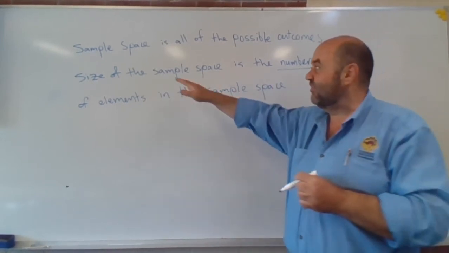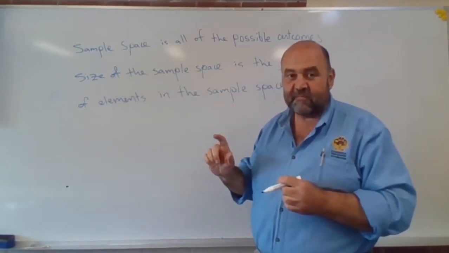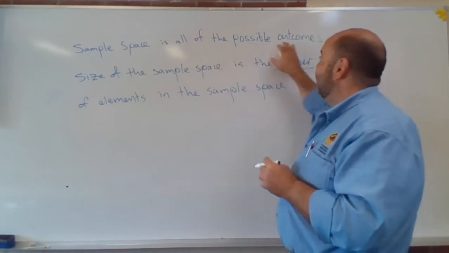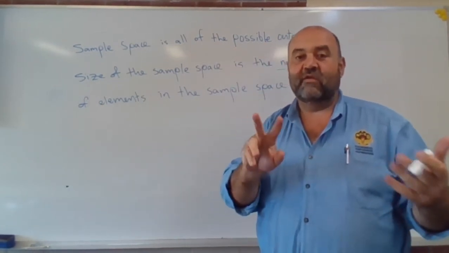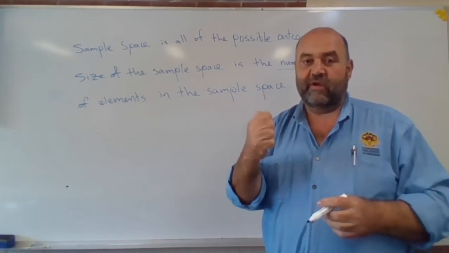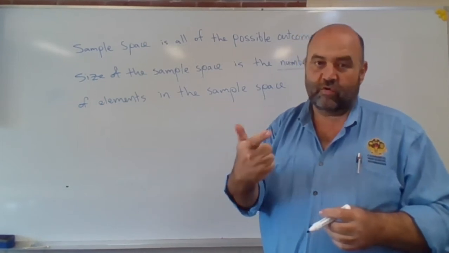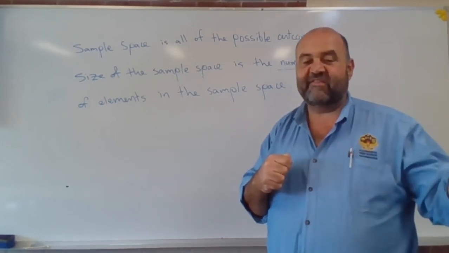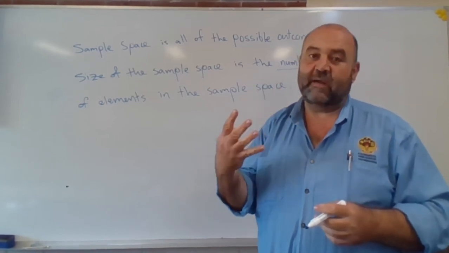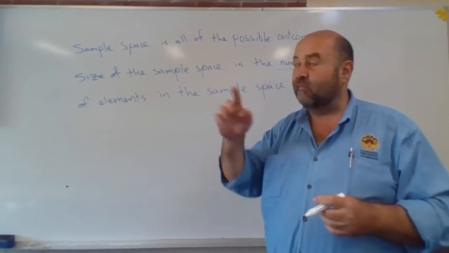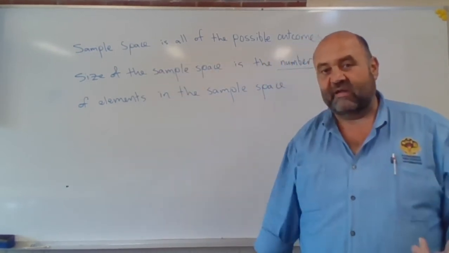So the size of the sample space is a number, and the sample space is the possible outcomes. Again, that lady having 2 babies: boy, boy, boy, girl, girl, boy, girl, girl. That's the sample space. The size of the sample space is 4, because there were 4 possible outcomes. So just keep that in mind: sample space and size of the sample space are not the same thing.